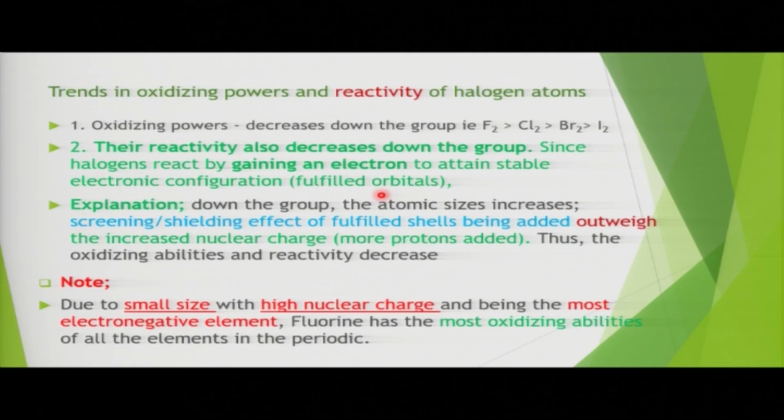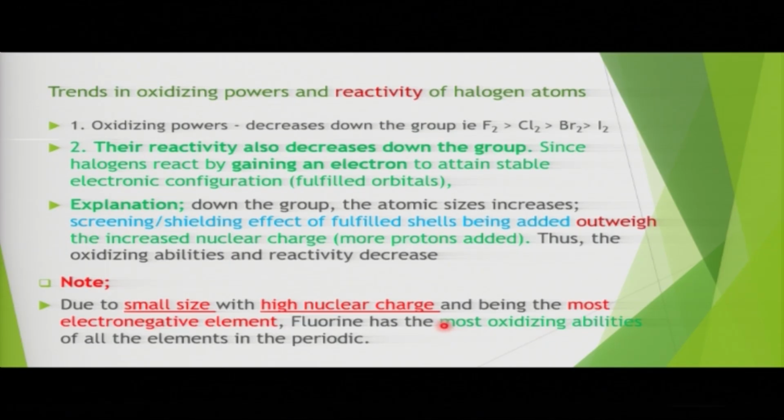I will compare it with the preparation, as we said. Fluorine is the most oxidizing element in the whole of the periodic table. There is no other element that can take electrons from fluorine. That's why it is prepared by electrolysis. In electrolysis, you apply electricity, which knocks out an electron from the fluoride to form fluorine. What gives it its high oxidizing ability is its small size with high nuclear charge, and at the same time, it's the most electronegative element.